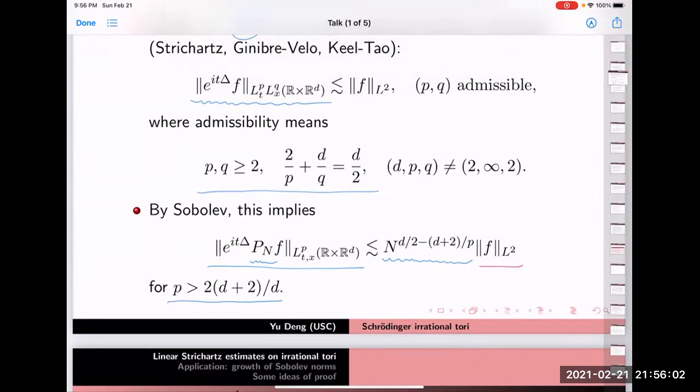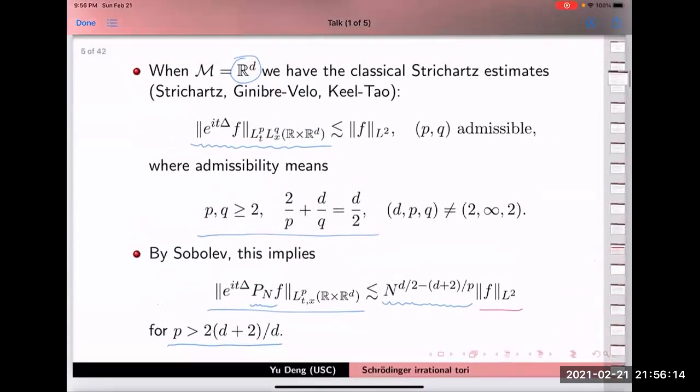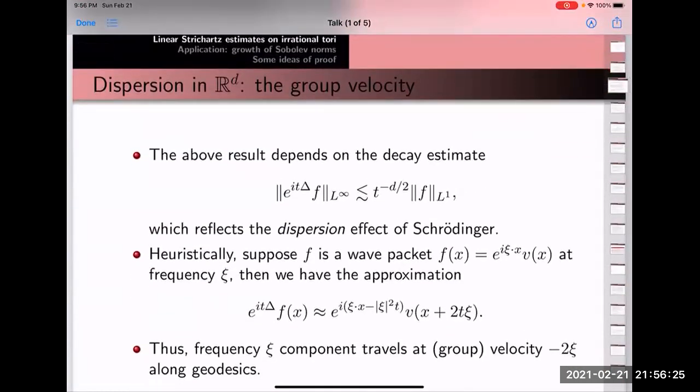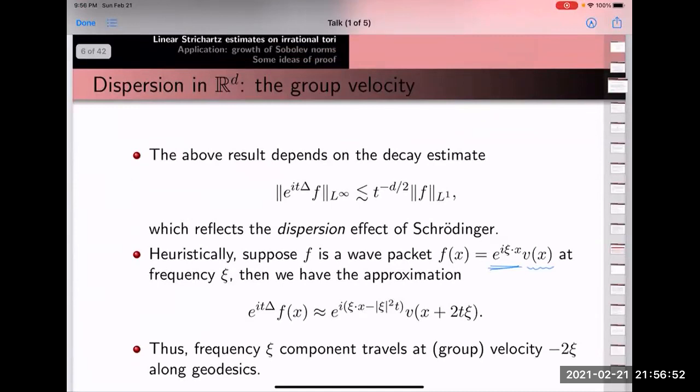This is classical, but for later purposes, let us briefly explain the heuristics behind why we would have such an estimate, why we can control the global space-time L^p norm of this linear evolution. The basic heuristic here is the so-called wave packet decomposition. In particular, this Strichartz estimate relies on the dispersion decay estimates, and the idea is that you imagine f is a wave packet, which has frequency ξ times v of x, where v of x is a nice Schwartz function in x.